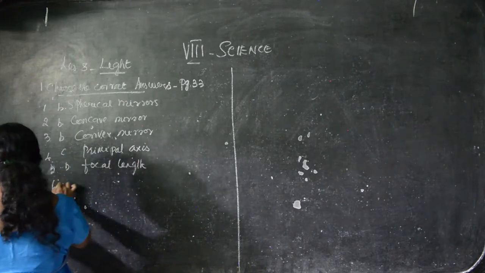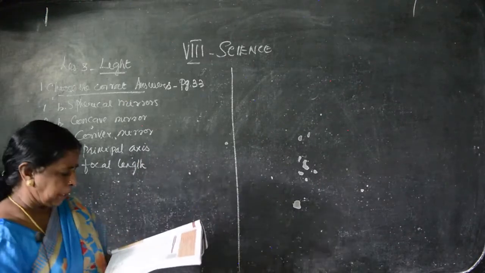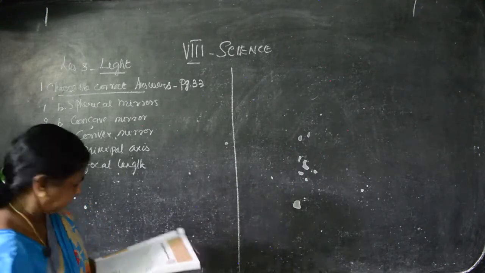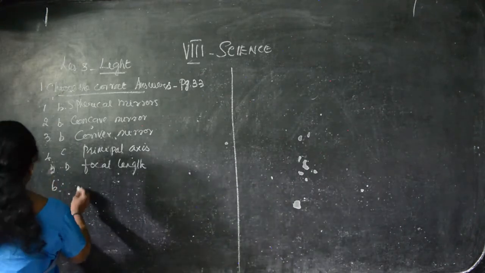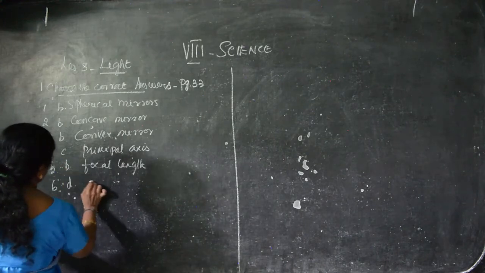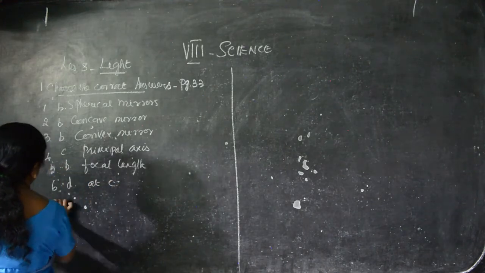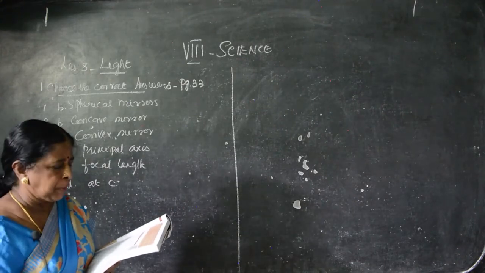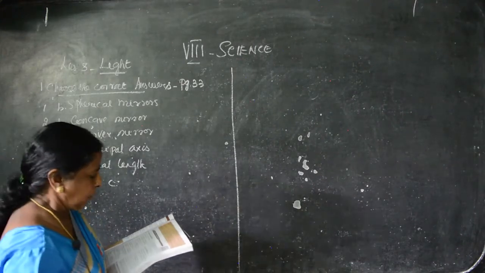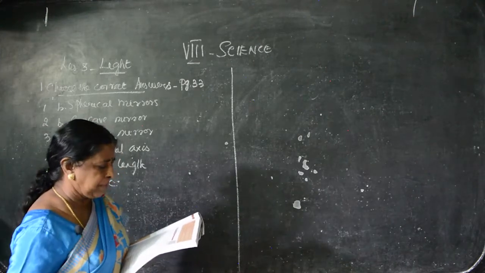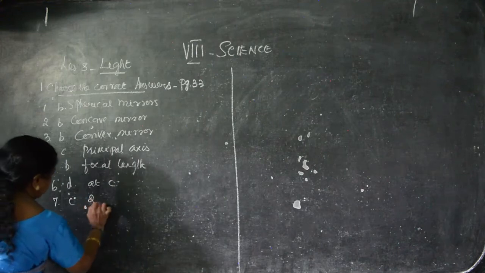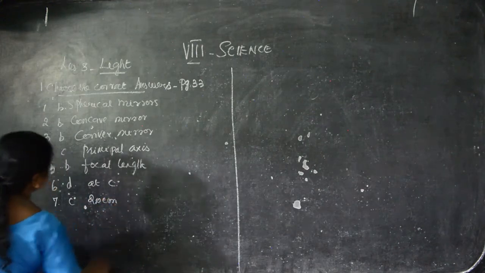Then sixth one, if the image distance and object distance is same, then the object is placed at C. Option D, at C. And seventh one, this is the last choose. If the focal length of the spherical mirror is 10 cm, what is the value of its radius of curvature? Double the thing. So, option is C, 20 cm.